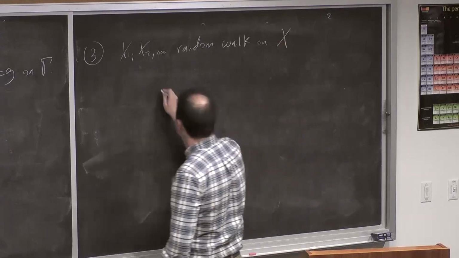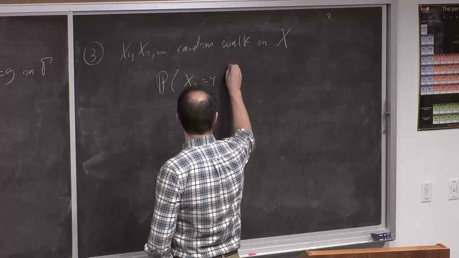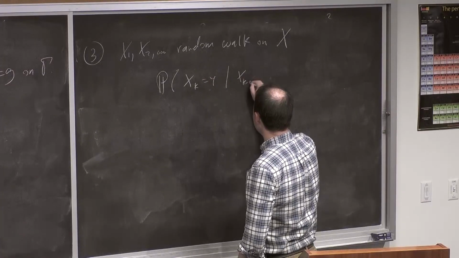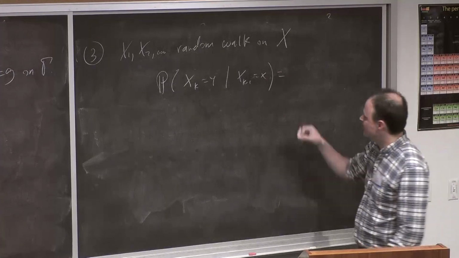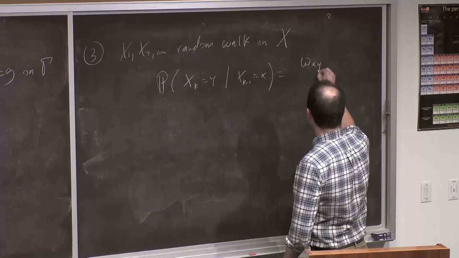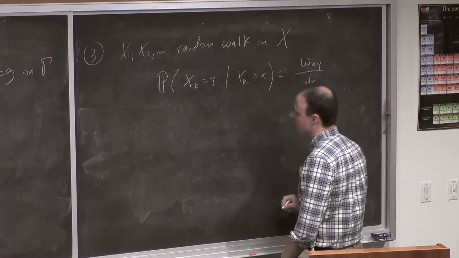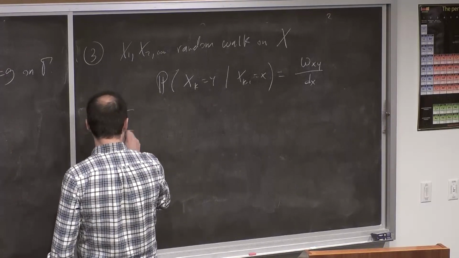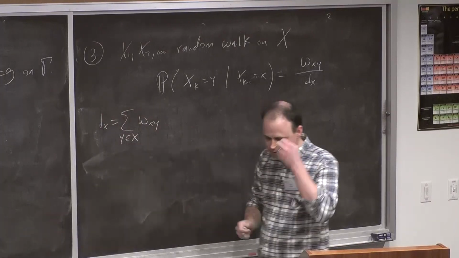On the graph with the usual transition probabilities, if I'm at x at step k minus 1, and I want to know the probability of going to y, it's the weight from x to y divided by the degree of the node x. So this is the degree, which is the sum of all the edge weights attached to this.